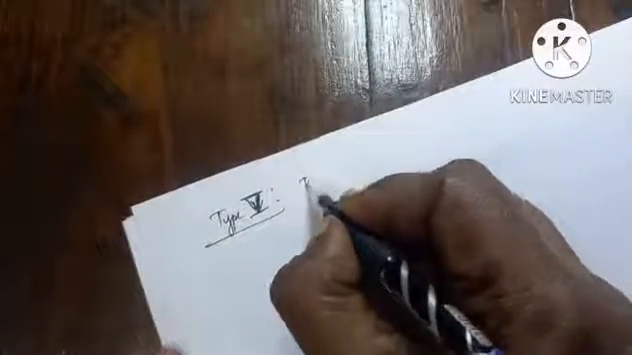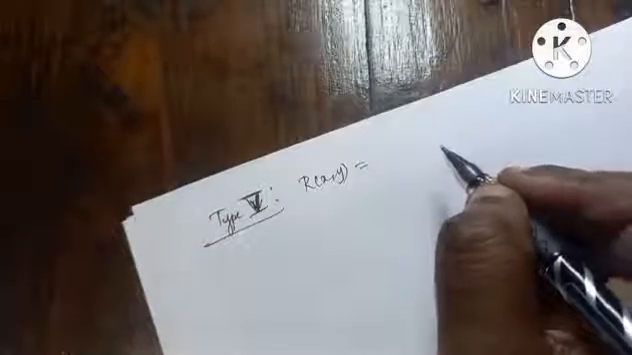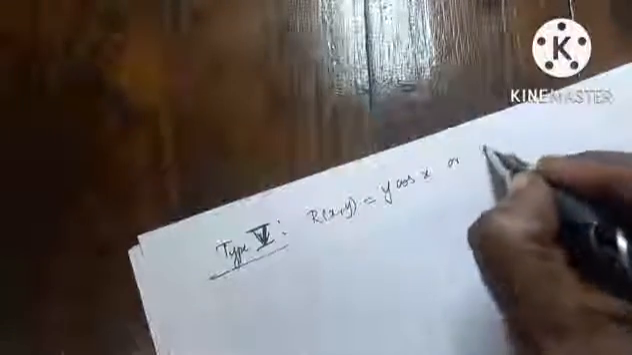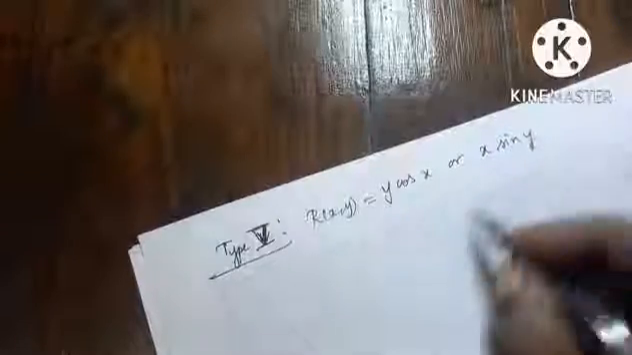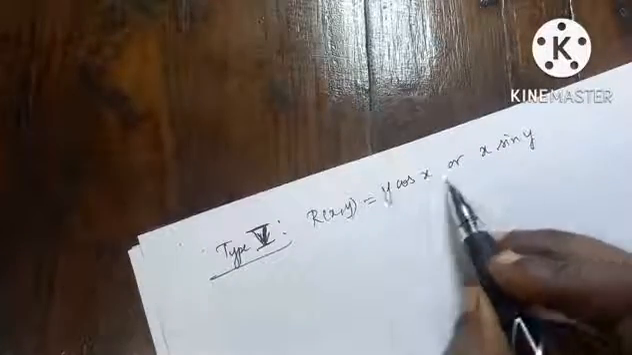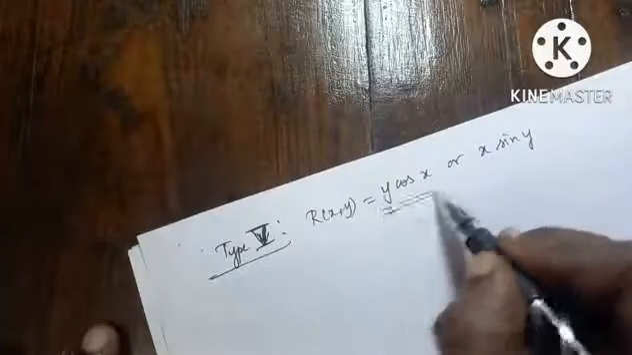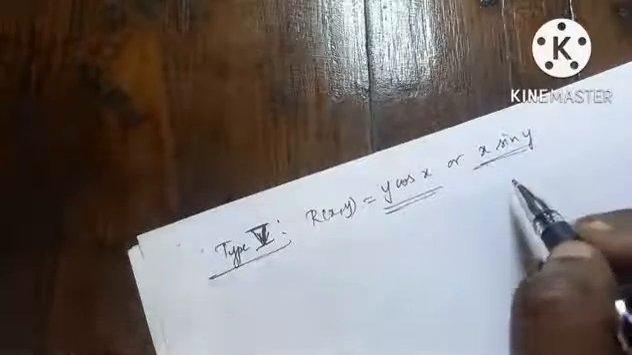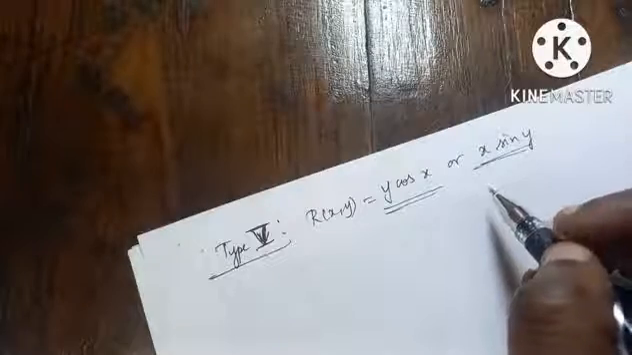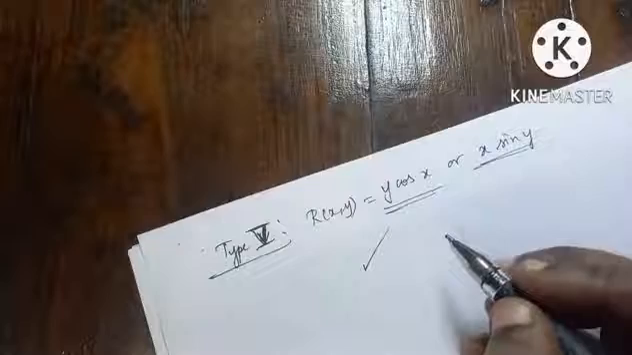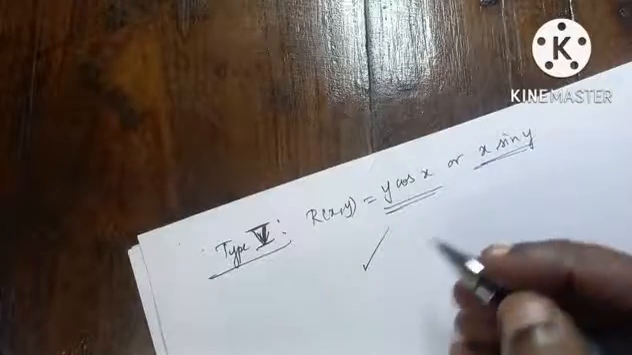Next we have type 5. Type 5 is R of x comma y equal to y cos x or x sin y, or x cos y, y sin x, etc. A product of two functions: one is trigonometric, the other one is algebraic. So this is type 5. Let us discuss the procedure in the problem. We shall go to problems now.